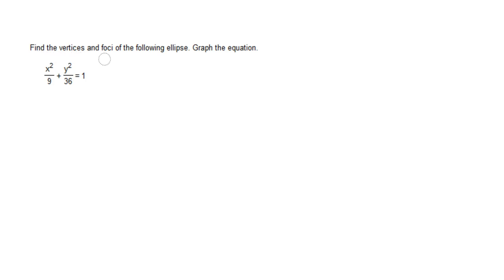Find the vertices and foci of the following ellipse. Graph the equation. Our equation is x squared over 9 plus y squared over 36 equals 1. Before we start this problem, I want to take a minute to look at a picture of an ellipse and make sure we understand all the features.